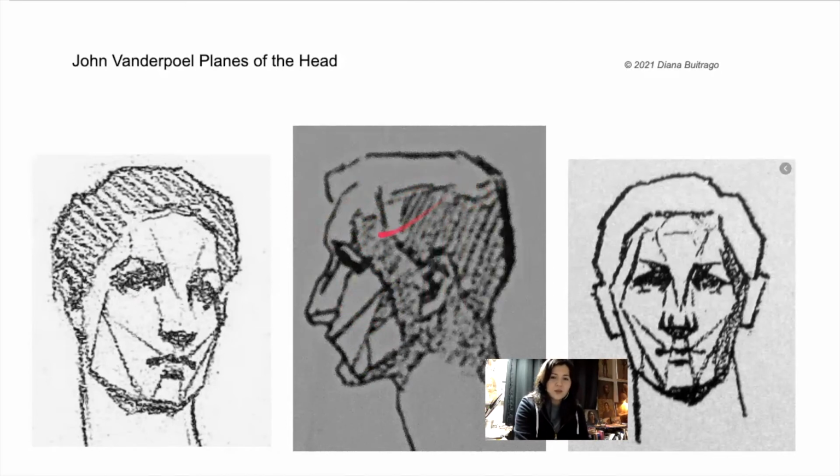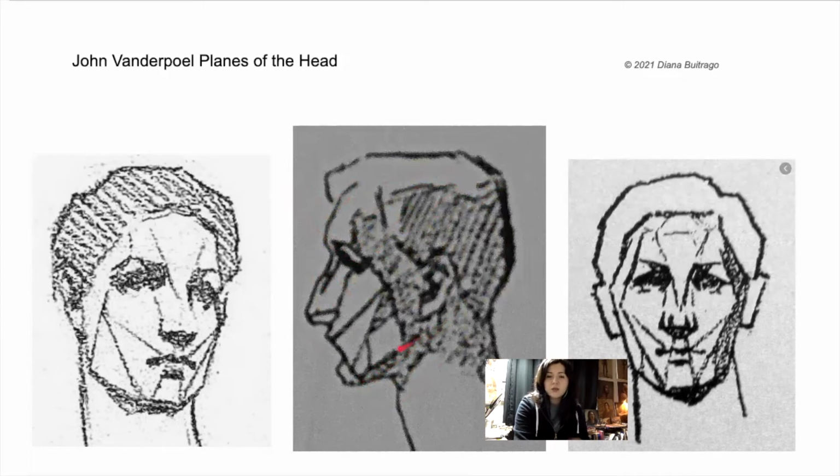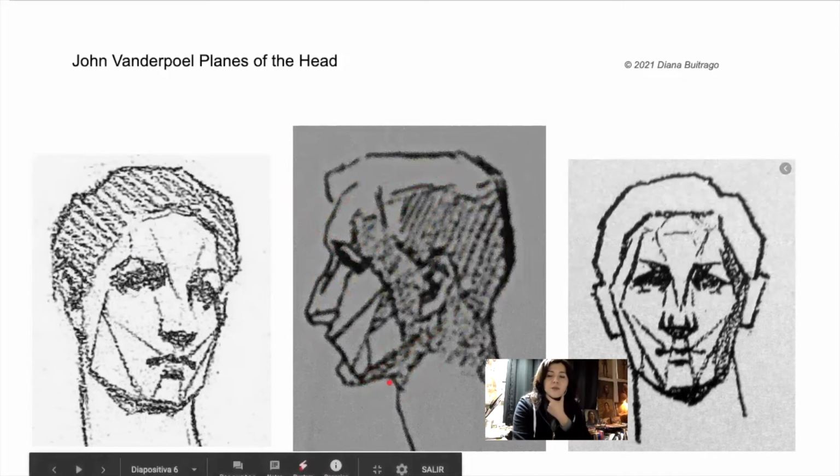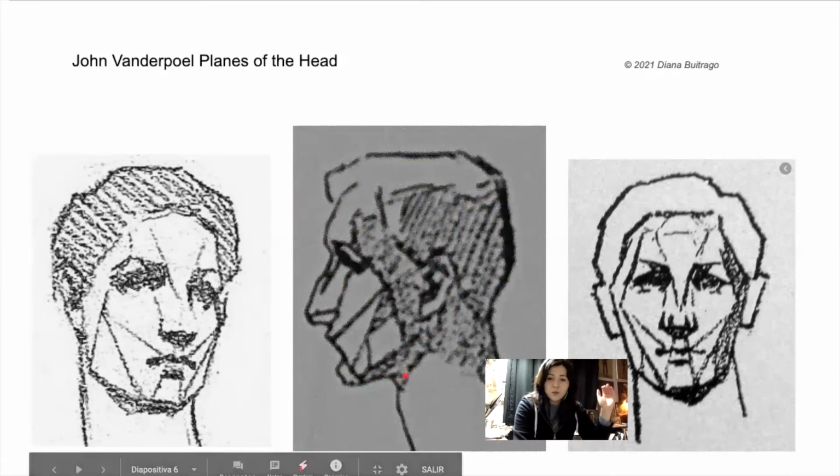side plane, parietal eminence right here, bottom plane underneath the jaw, the edge of the jaw, and underneath the plane of the jaw. That's most of the time in shadow if the light is coming from above. It never gets that much light. It is usually getting some bounce light as a secondary light source.